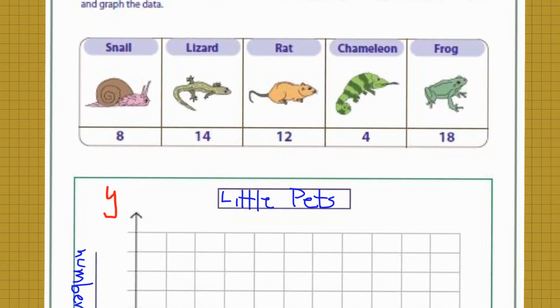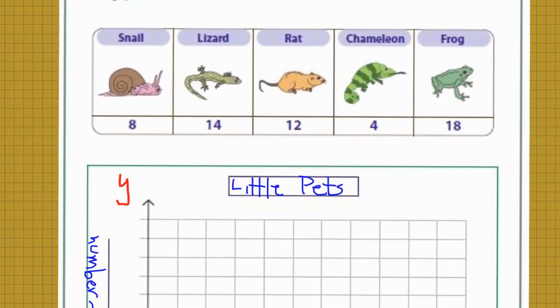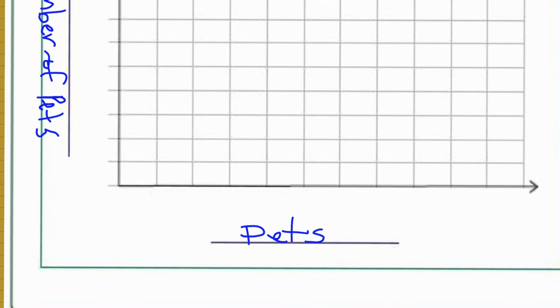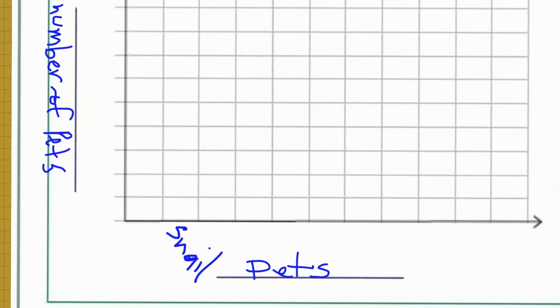So down here, we're going to do snail, lizard, and rats. So we have to write those down here. I figure I'm going to skip around a little bit. So I'm going to make this snail. It's hard to write in this little space. Snail, lizard, and skip, rats.